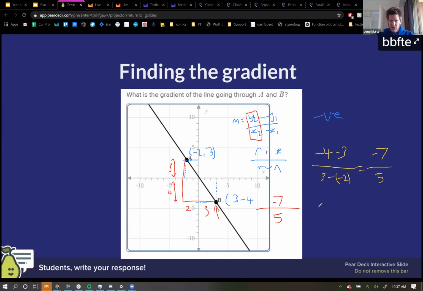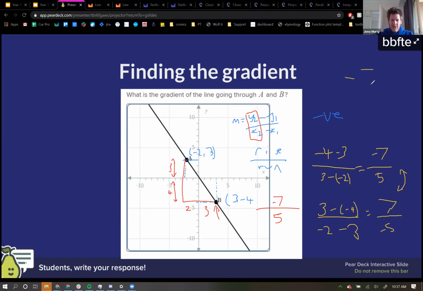Just quickly, I'll show you if I did it the other way around. If I had 3 minus -4 over -2 minus 3, I've got 3 plus 4 is 7, and -2 minus 3 is -5. So these two answers are equivalent. The difference is just where the minus is.